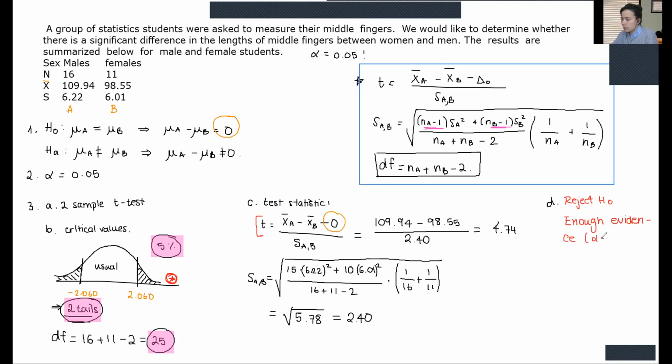So I have enough evidence, using a level of significance of 0.05, to say that the average length of middle fingers is different for men and women.